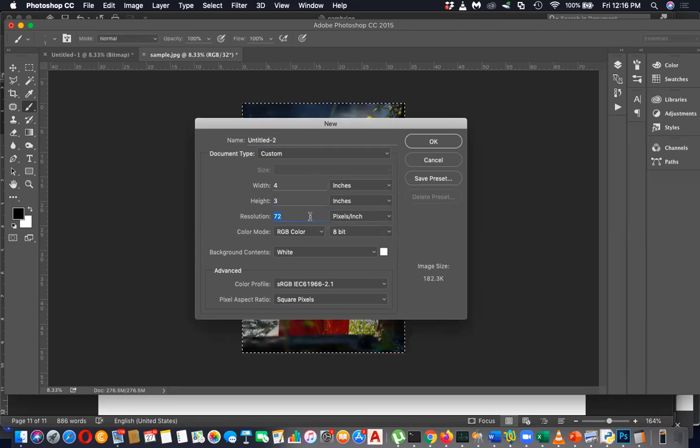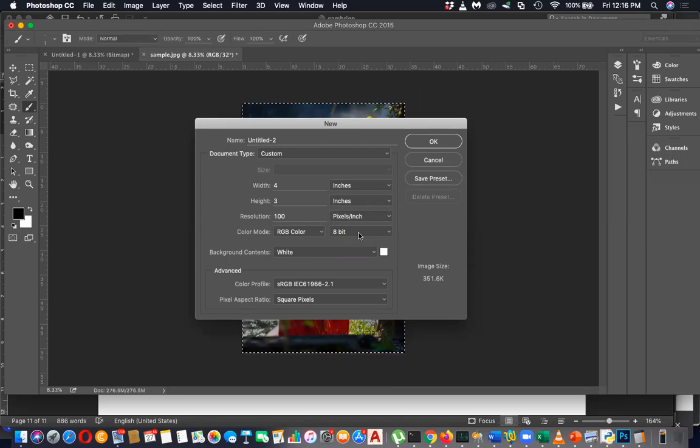What is the resolution? 100 pixels per inch, no? Yeah, 100 pixels per inch. Then you can see the size. What is the image size? Here, 351.6K. Right. So if you increase this image, the same image, you are going to change the color mode.